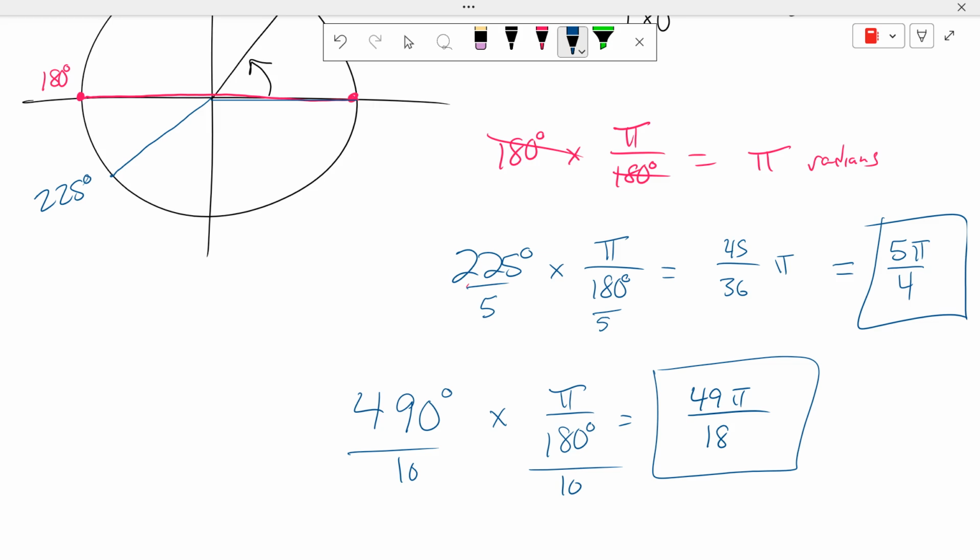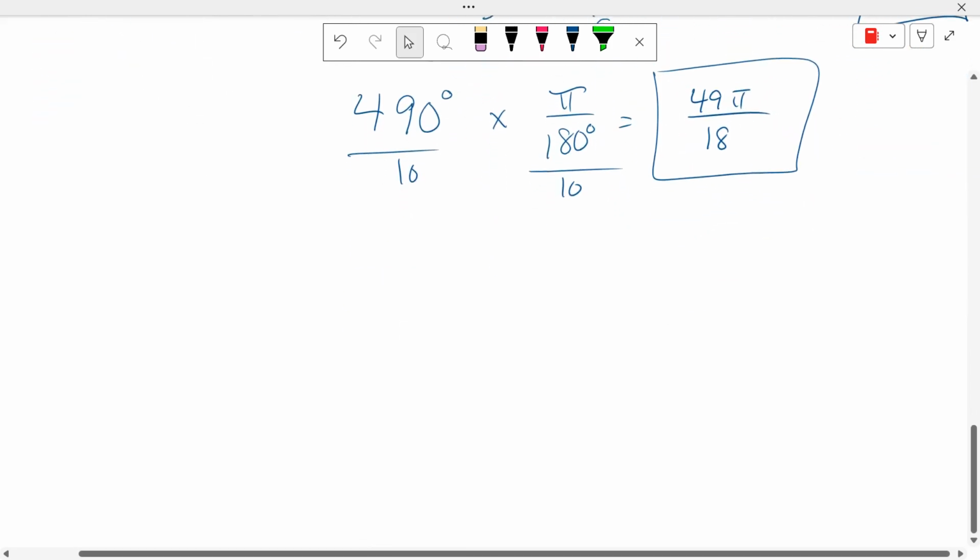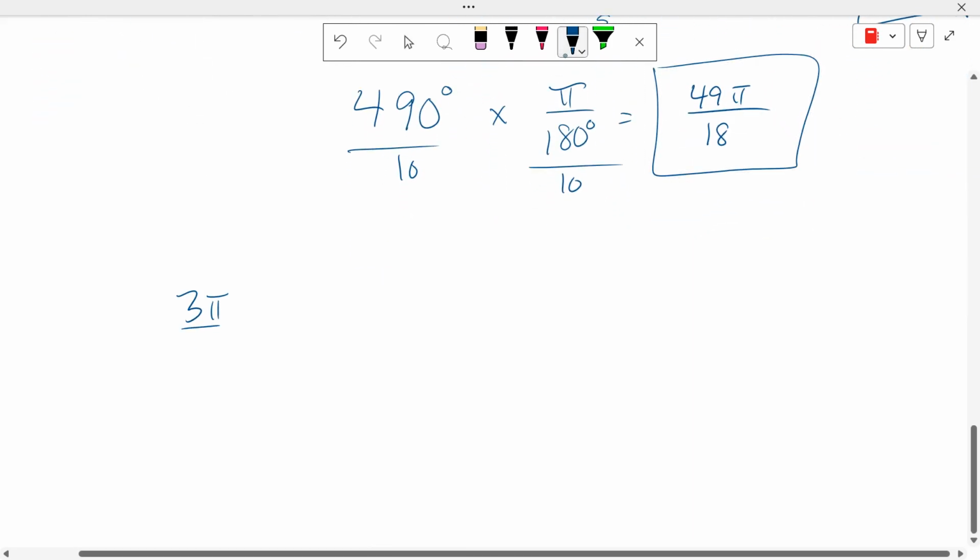How about we make radians into degrees? What if I have 3 pi over 4 radians and I want to go to degrees? What I'm converting to goes on top. What I'm converting from goes on the bottom. So there's 180 degrees in pi radians. Before we multiplied by pi over 180. Now we're going 180 over pi.